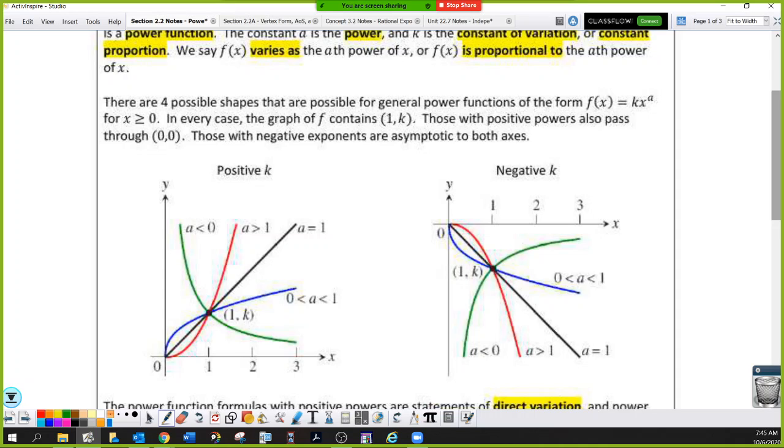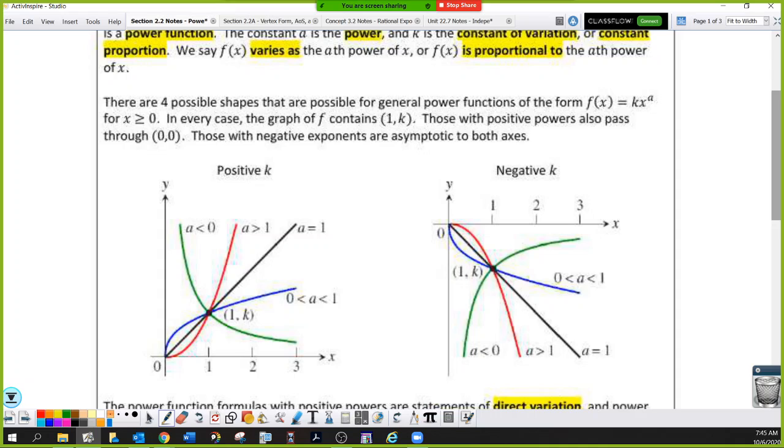Now the black one is just the identity function. That's what happens if the power is 1. That's because you have f of x equals kx. It's just linear. And then the blue one is what you get for any positive power that's between 0 and 1. Like a third power, a 1/3 power, a 1/4 power, a 1/2 power. Basically what I'm talking about are roots.